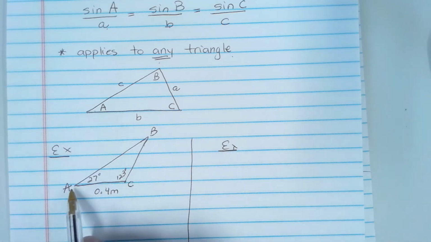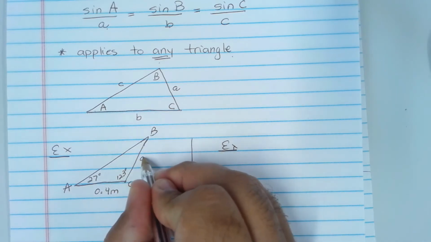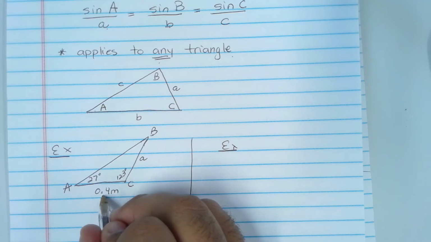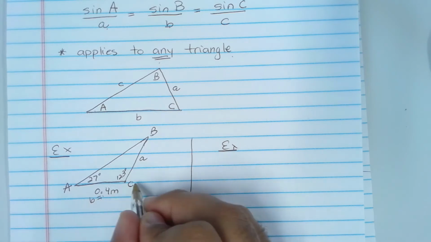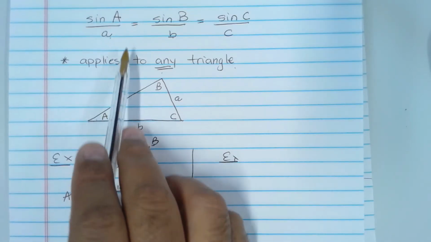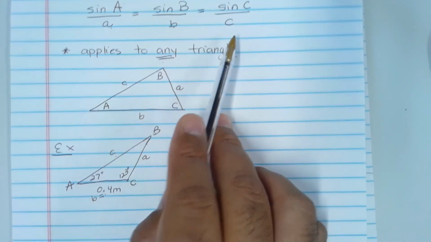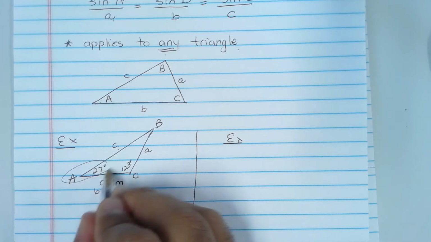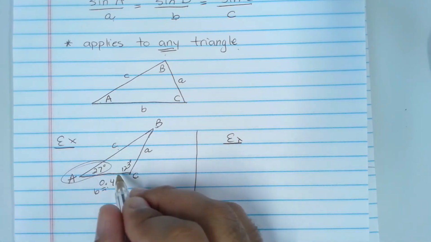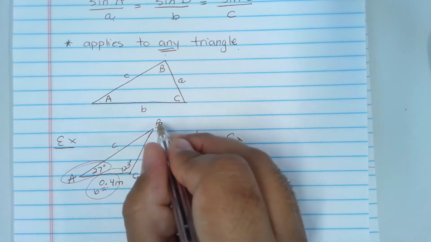Now, of course, I told you guys, if this is angle A, what should this one be? Little a. If this is B, this will be equal to little b. If this is C, this should be little c. Now, if we take a look at sine of A over little a is equal to sine of B over little b is equal to sine of C over little c, let's look at the information we have. We have A, and we have B. The question says we want to find angle B.